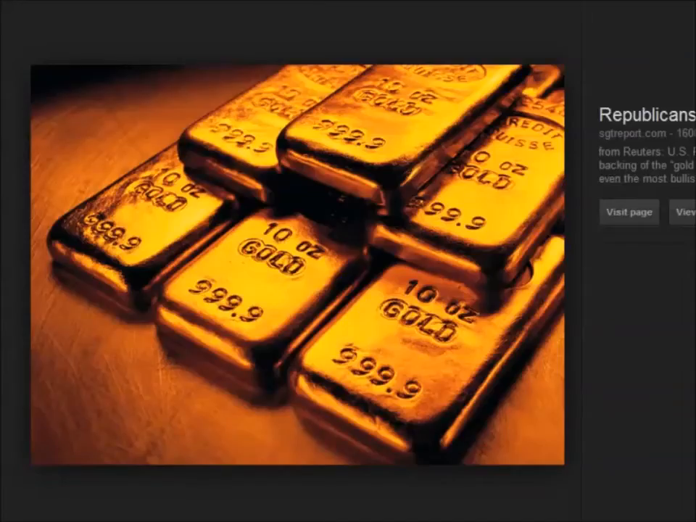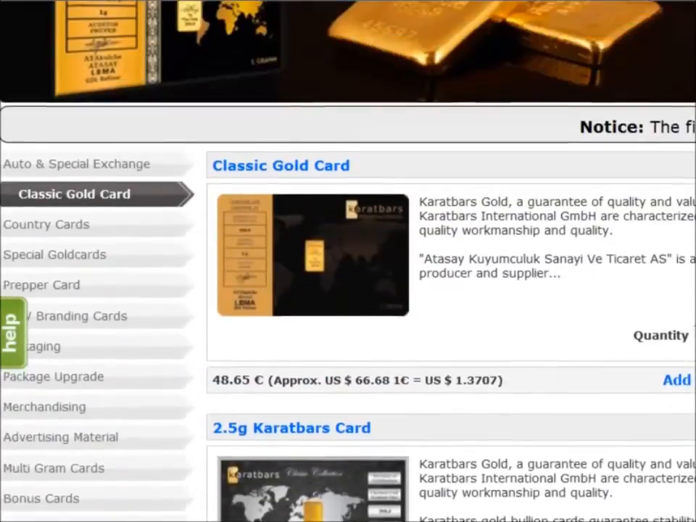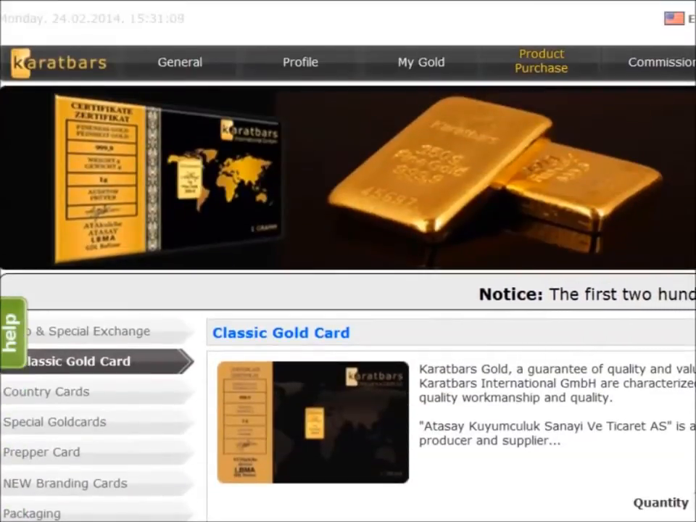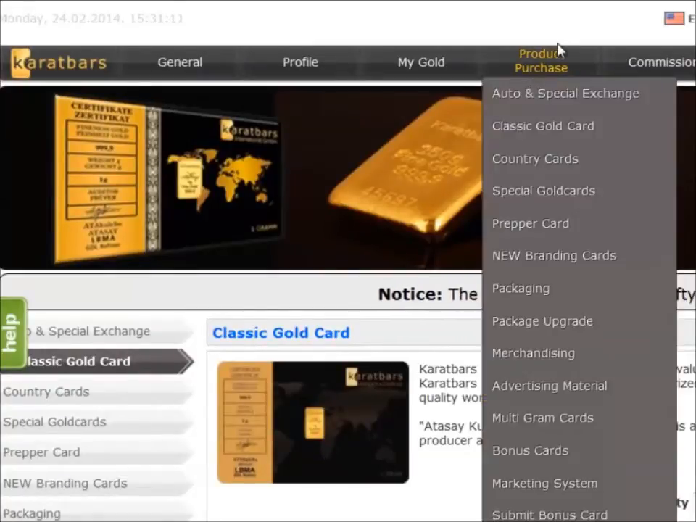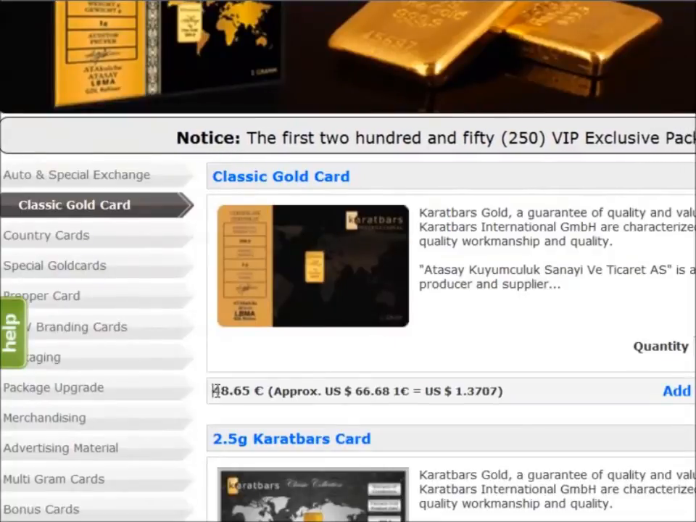So what I did, where am I? I think there we go. Okay, so I got into my back office. And this is where it says purchase gold up here. I've got purchase gold, and it says the classic gold bar. There's the classic gold bar there.